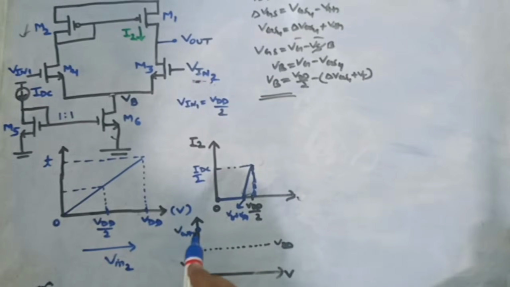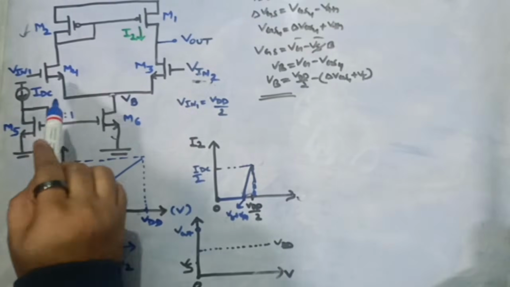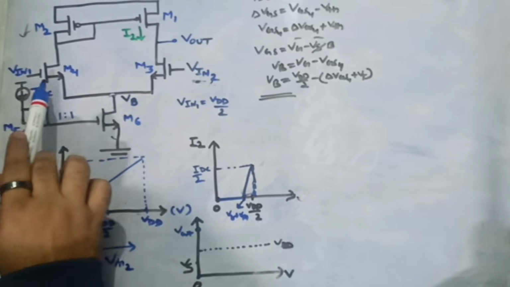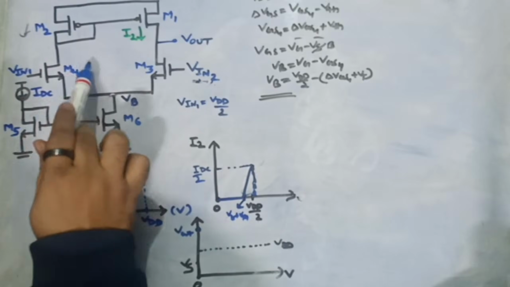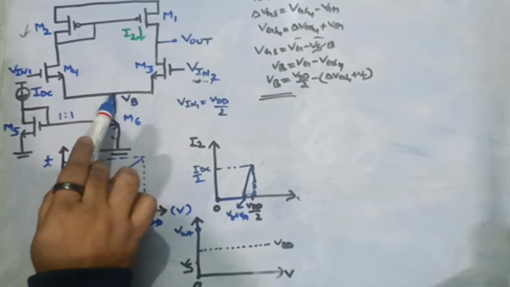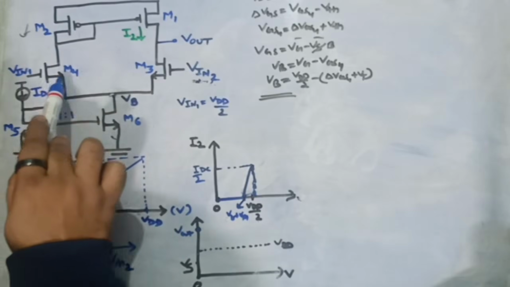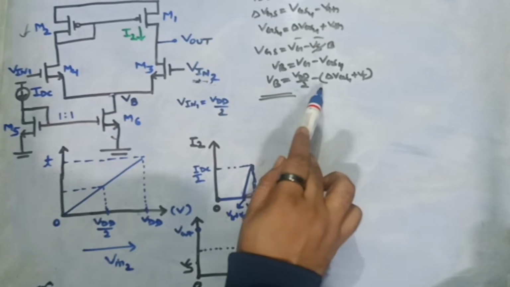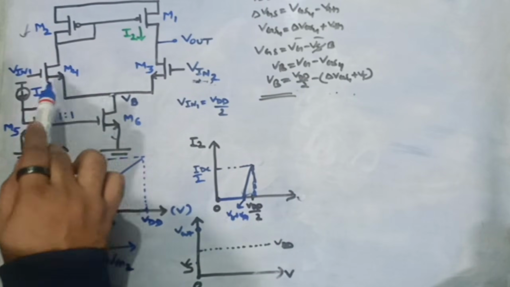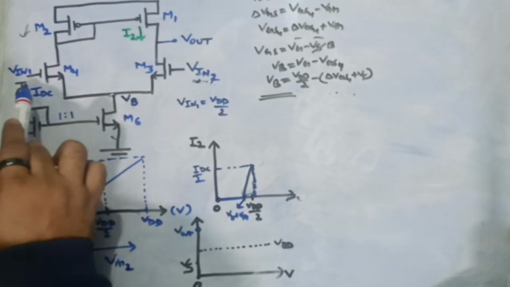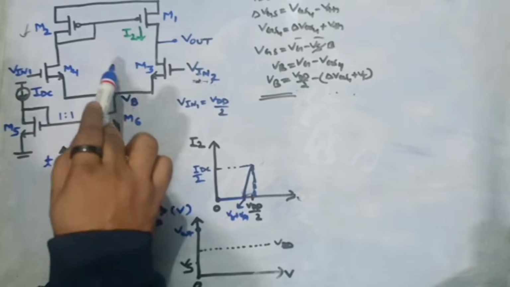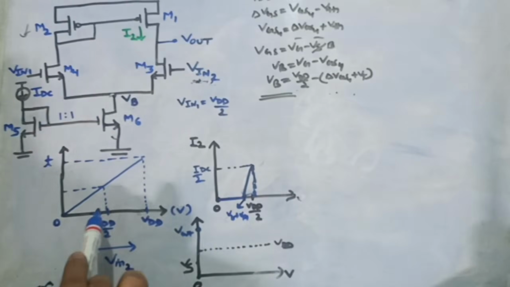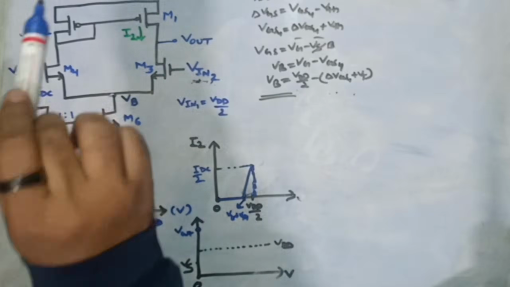Now let's talk about Vout and VB also. Since Vin2 is sitting at VDD by 2, the current from M4 has reduced. Earlier it was completely IDC, but now it has become half. Now if I talk about the VB voltage, earlier when the complete current was flowing through MOS M4, VB was sitting at VDD by 2 minus delta VGS plus VT. Now since the current is half, the VGS value will also decrease. If VGS is decreasing, that means VB will go up. So when Vin2 is equal to VDD by 2, my VB voltage will move up.